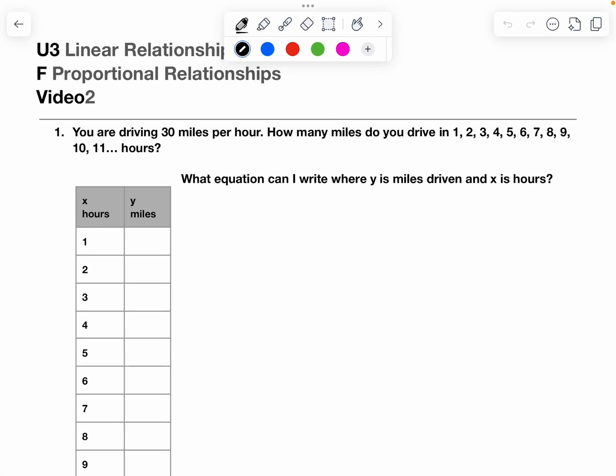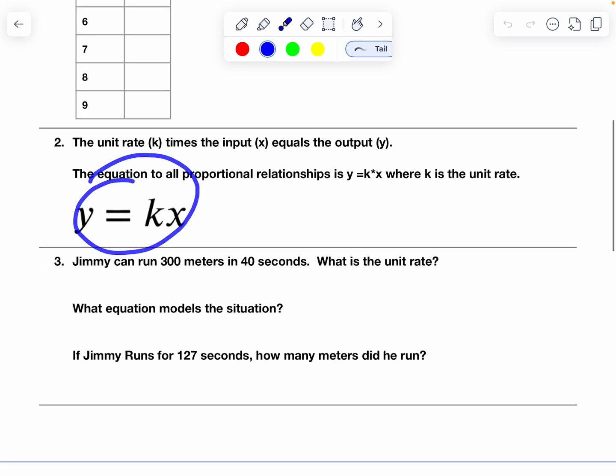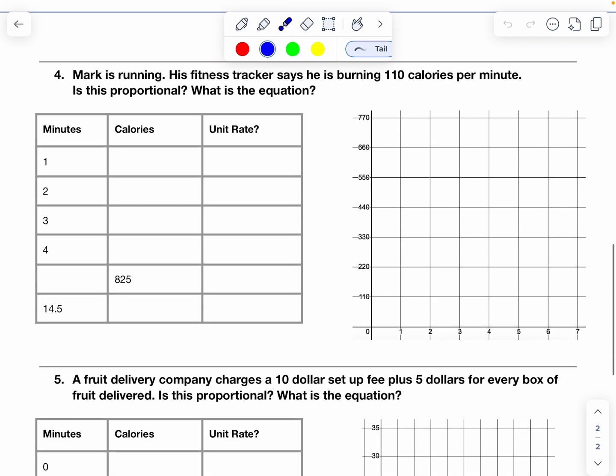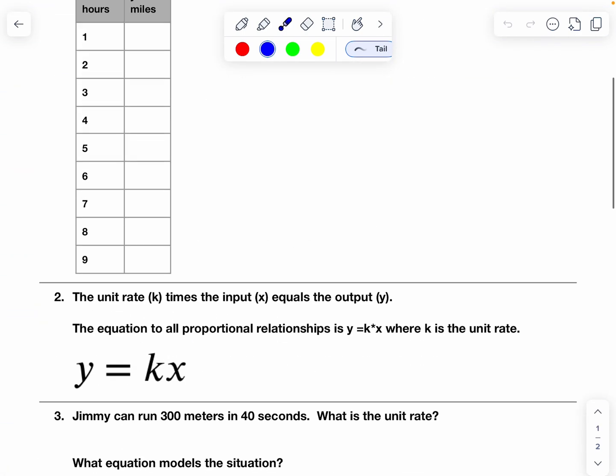All right, hello and welcome to this video. This is our second video on proportional relationships. Today we're going to add to it the equation of all proportional relationships, and then we're going to use that equation. We're going to create tables, and we're going to look at a proportional and a non-proportional situation.